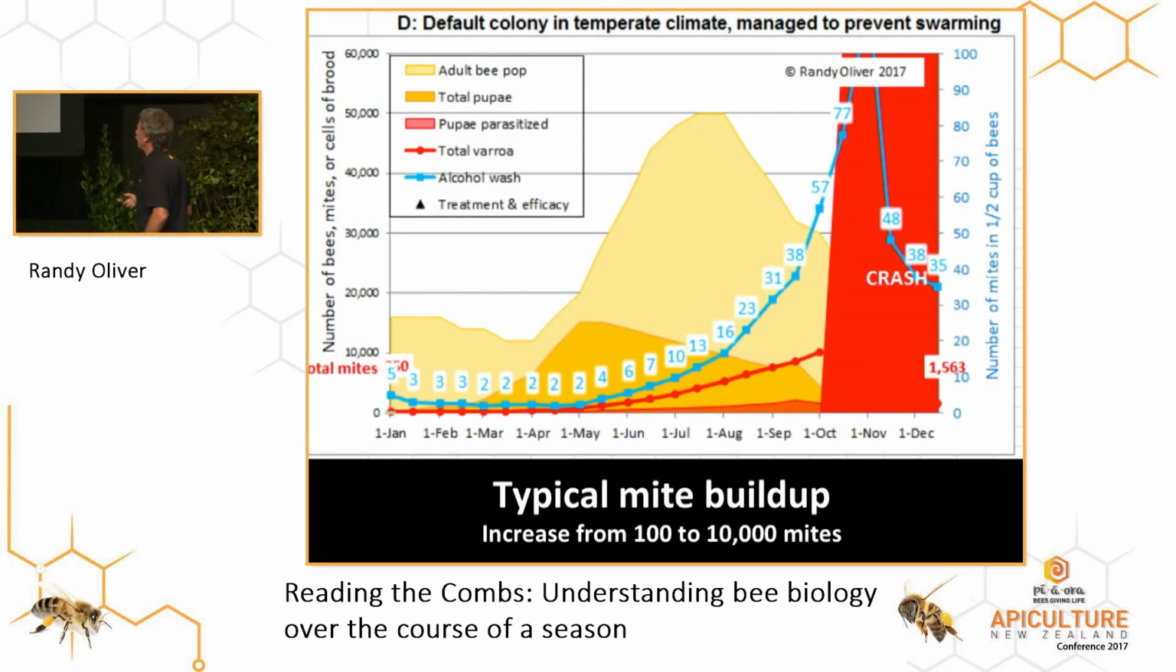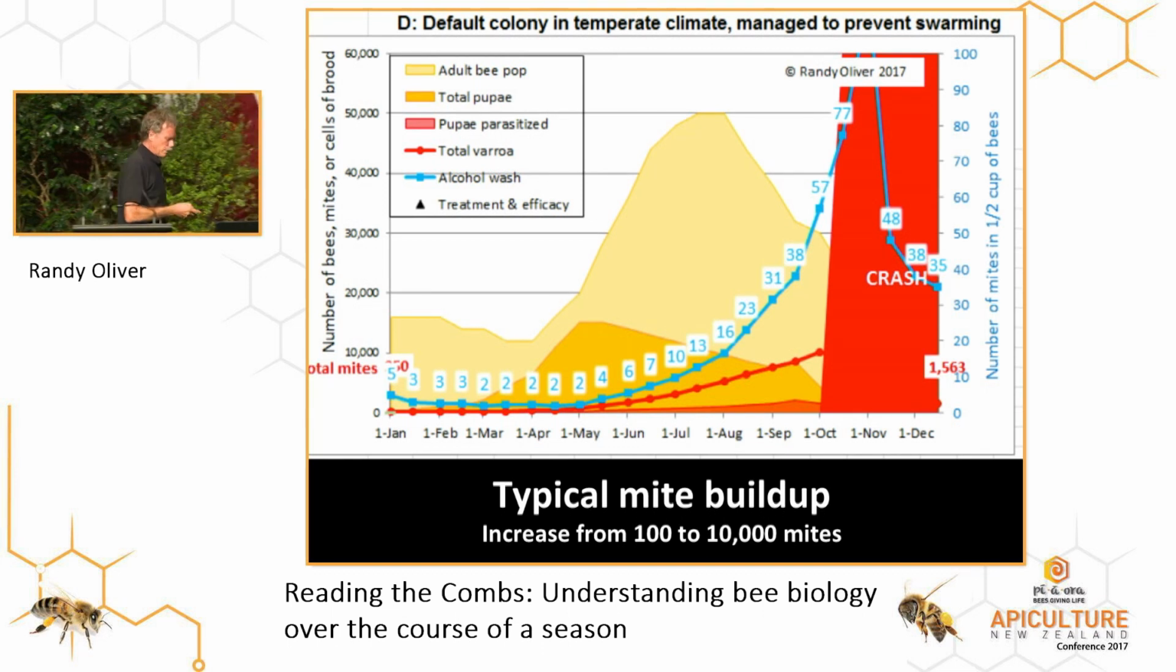When I plug this into my mite model, you can see this is the alcohol wash count. So a half cup of bees, the mites washed off. You can see, you don't notice it going up, and then it suddenly looks like it just explodes right here, and you get to that 25% or so of the pupae infested, and your colony will crash. And over the course of the season, in good conditions, you'll go from 100 mites here to 10,000 mites in the hive right there, if you don't do some kind of treatment or something.